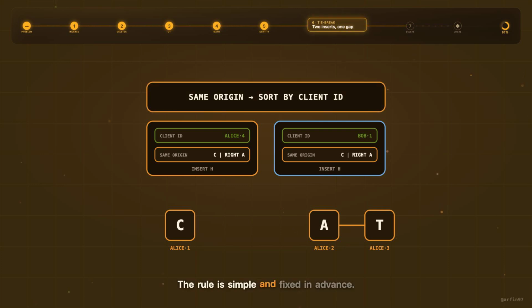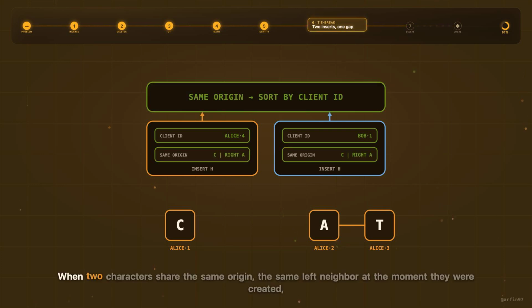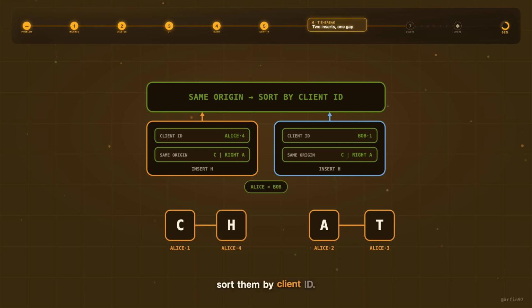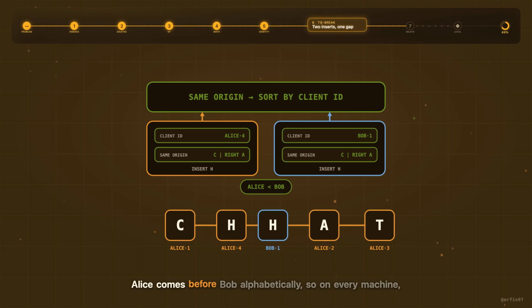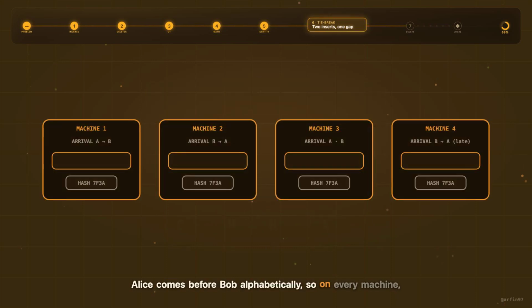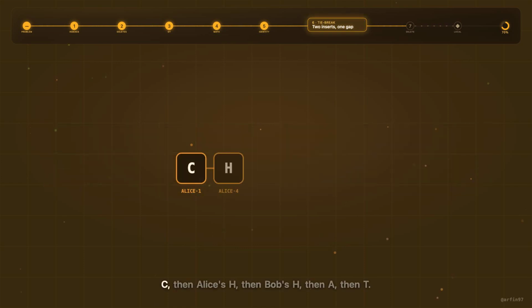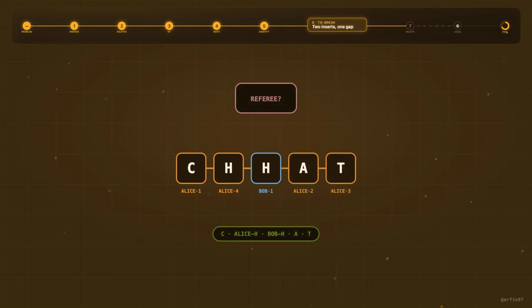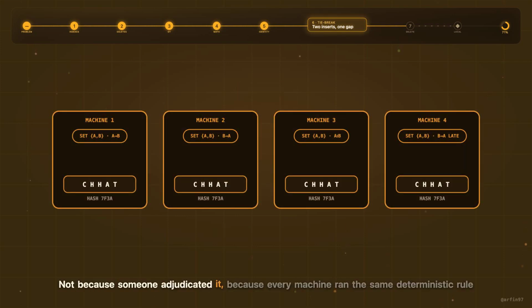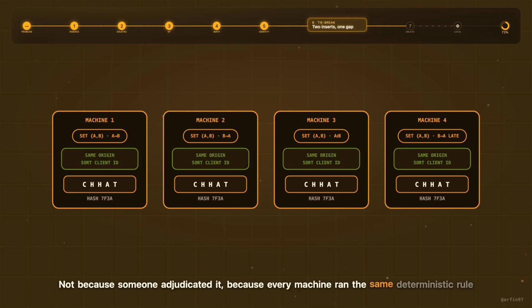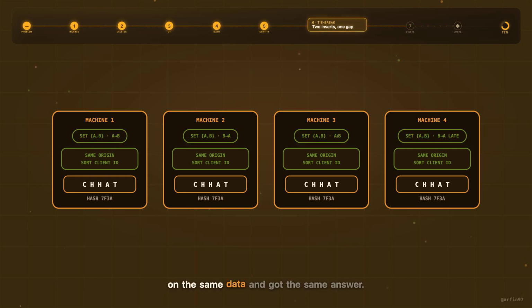The rule is simple and fixed in advance. When two characters share the same origin, the same left neighbor at the moment they were created, sort them by client ID. Alice comes before Bob alphabetically, so on every machine, without any of them talking to a server, the result lands in the same order. C, then Alice's H, then Bob's H, then A, then T. Not because someone adjudicated it, because every machine ran the same deterministic rule on the same data and got the same answer.